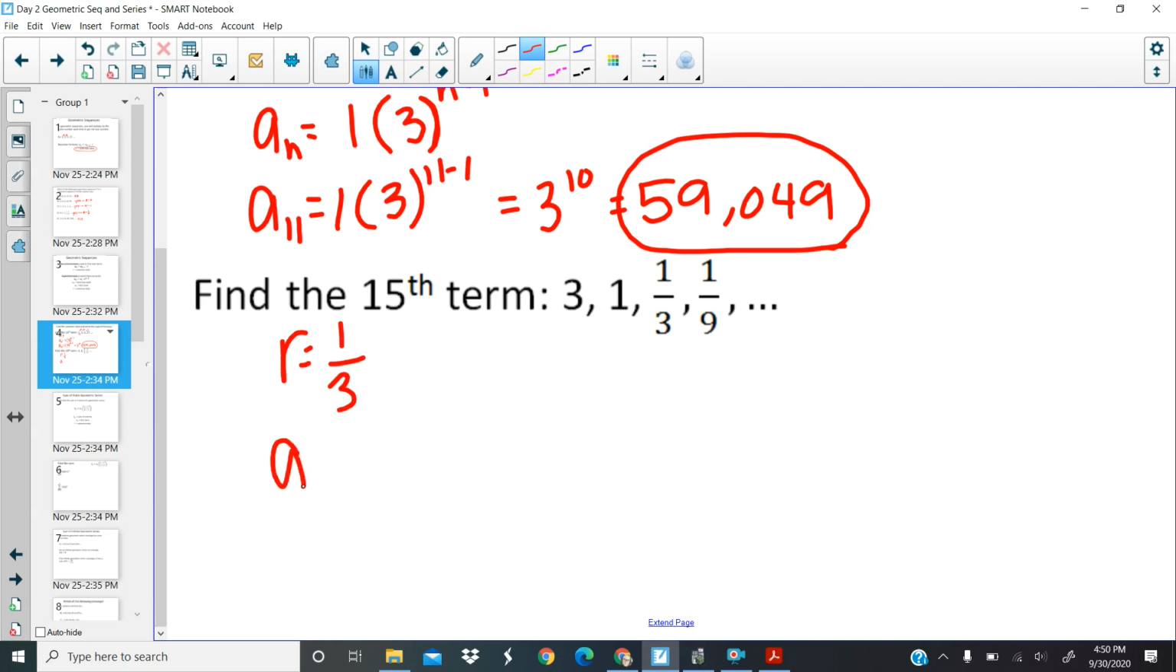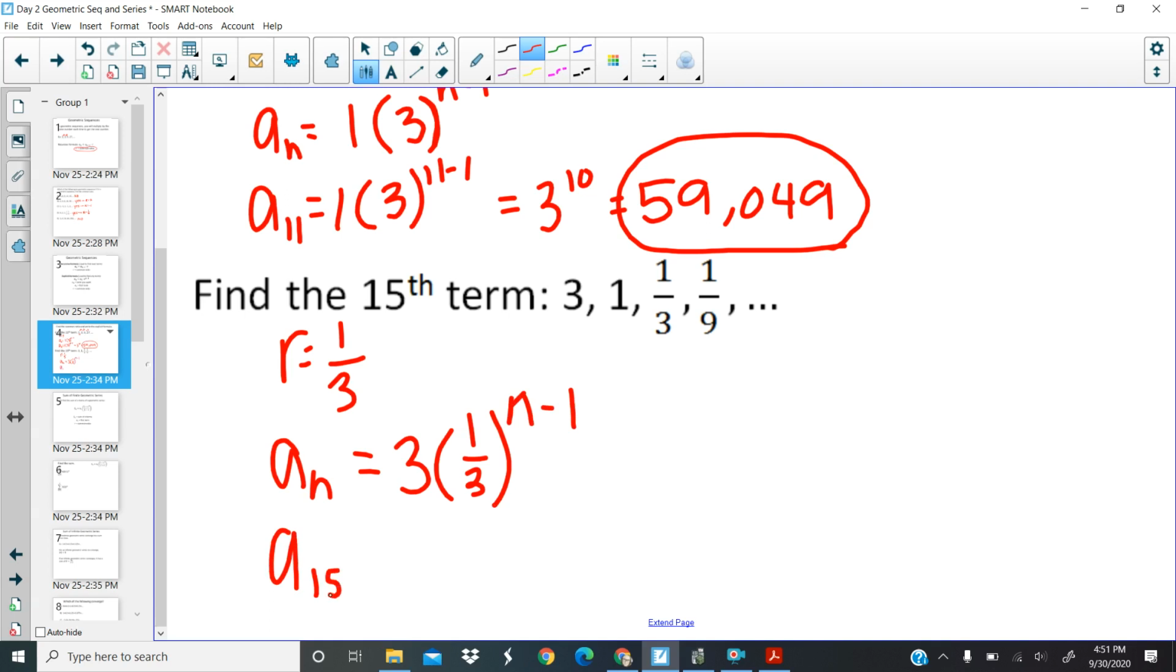And so then for the explicit formula, we're going to have a sub n equals the first term, which is 3, times the common ratio, which is 1/3, raised to the n minus 1 power. So now we're going to use that formula to find the 15th term.